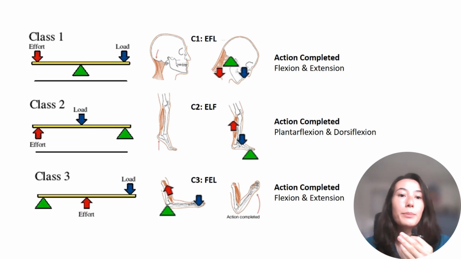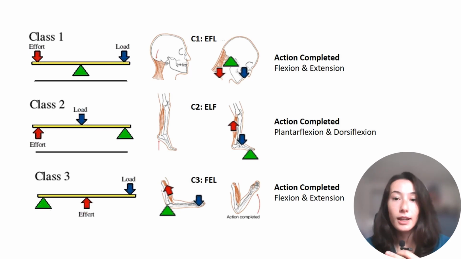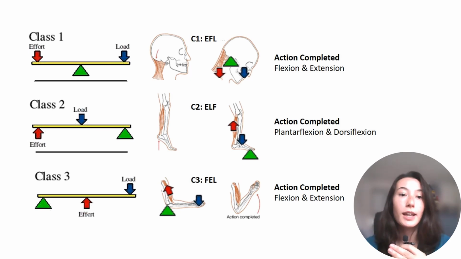In this case, it's the biceps muscle. You're doing a curl, so you'll be using your elbow flexors. The effort then is between the fulcrum and the load.